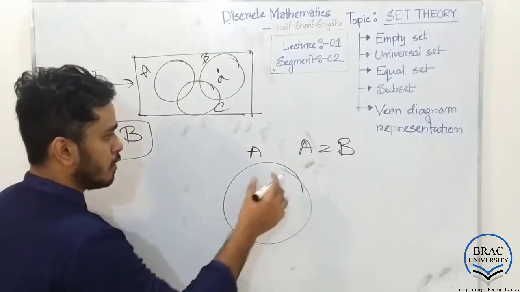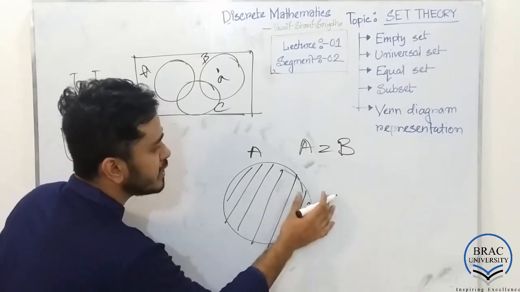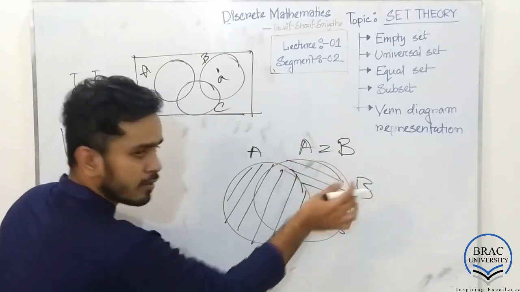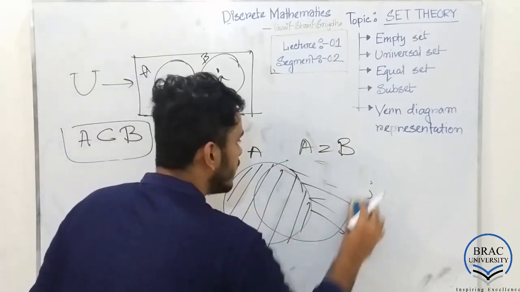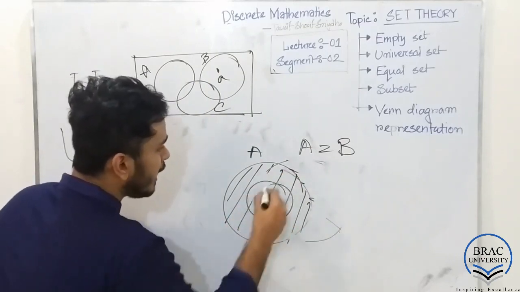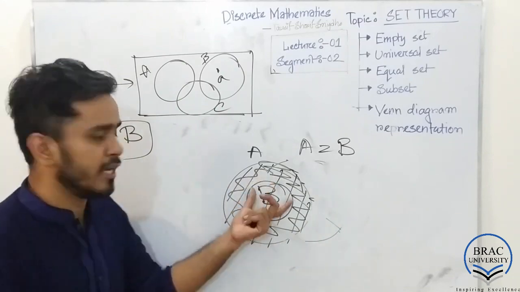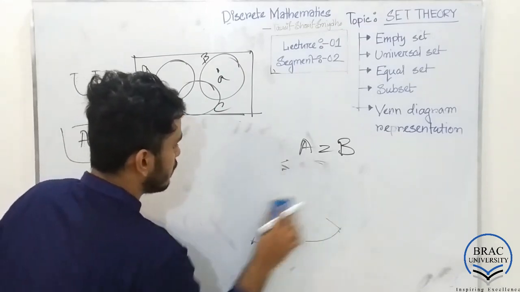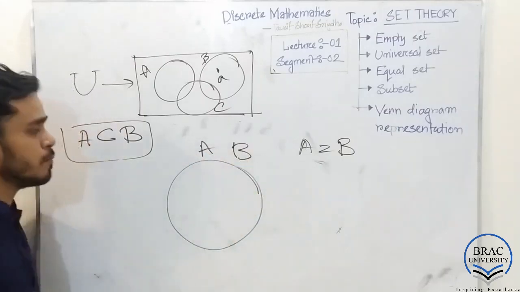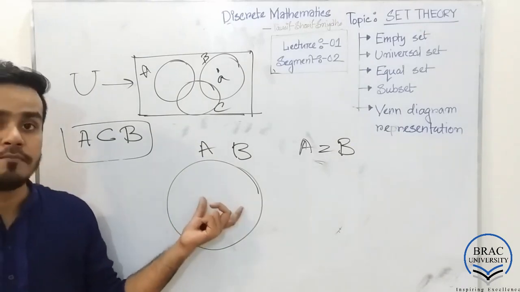So there must be no region of B outside set A, and no region of A outside B. So both of the equal sets A and B will be represented by the same circle.